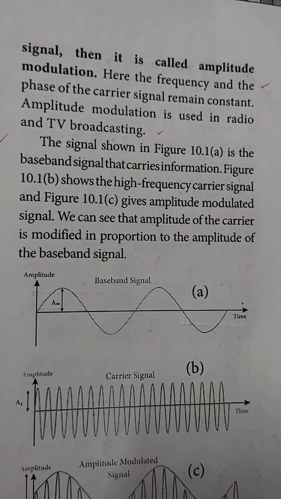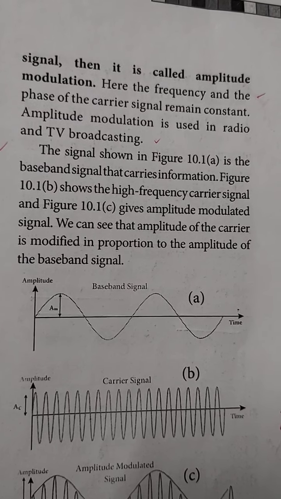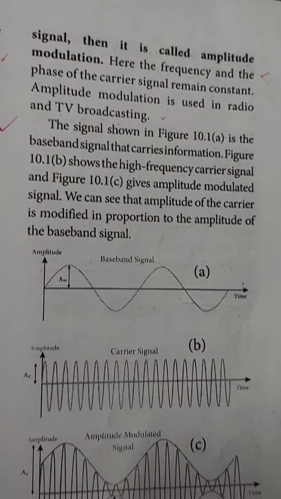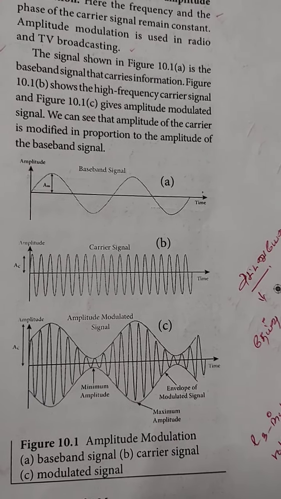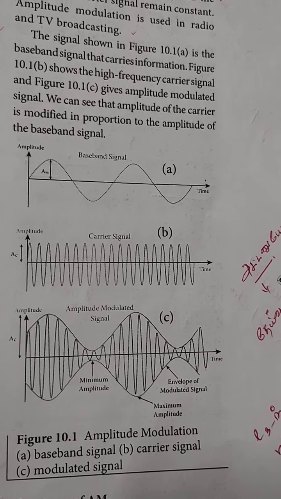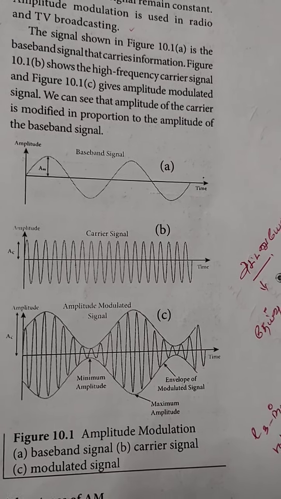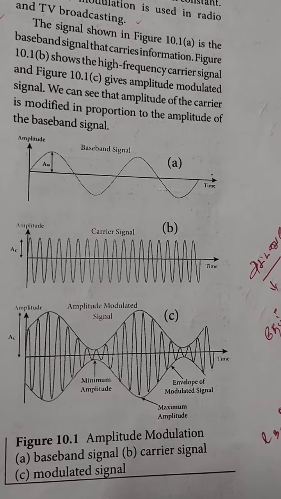So the baseband signal carries information. The high frequency carrier signal, the diagram will be provided here. The first diagram tells us the baseband signal carries the information. The second diagram tells us the high frequency carrier signal. And the third diagram tells us the amplitude modulated signal.